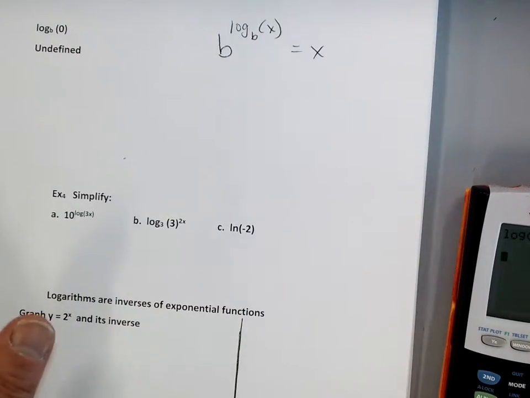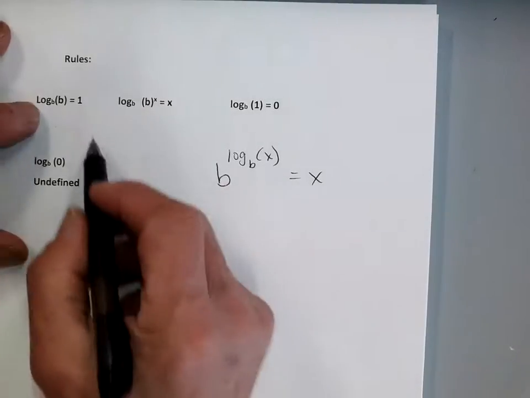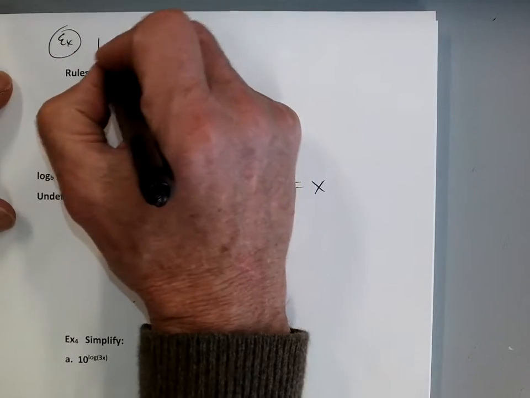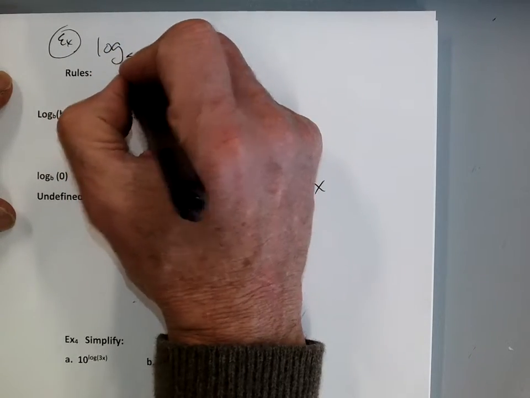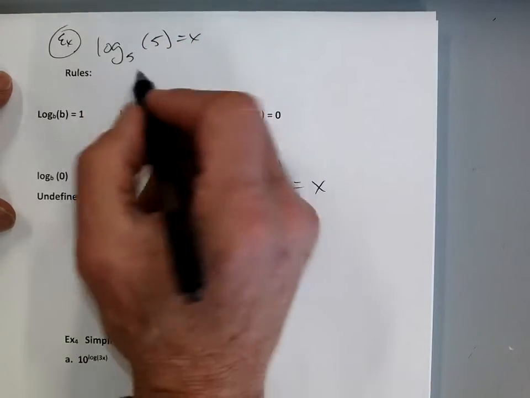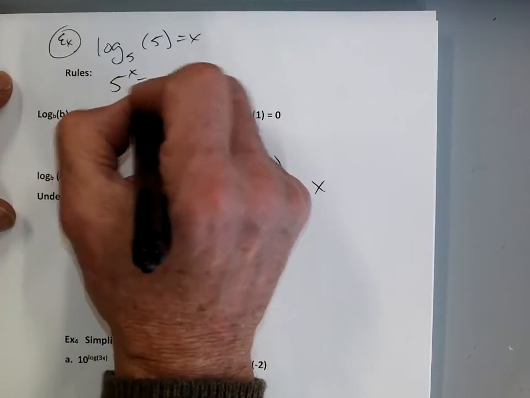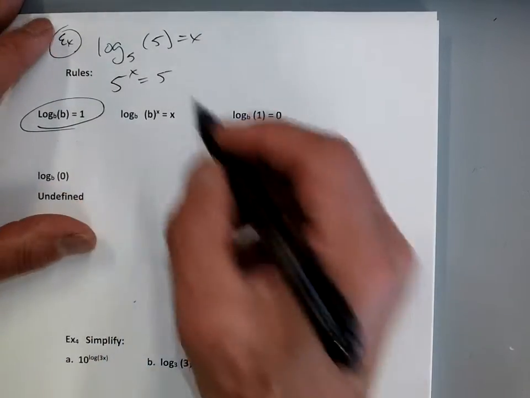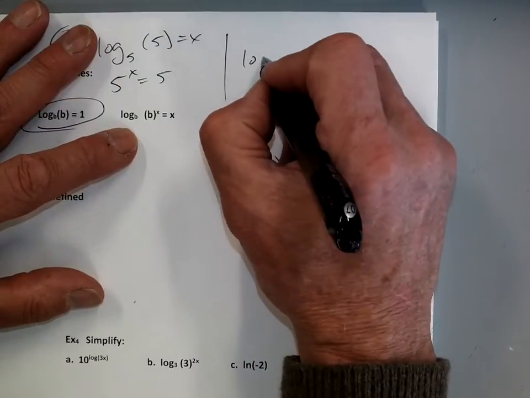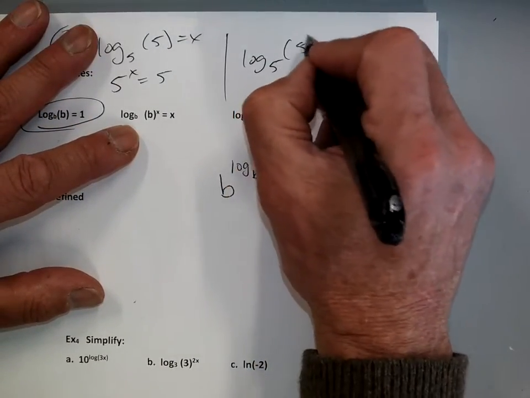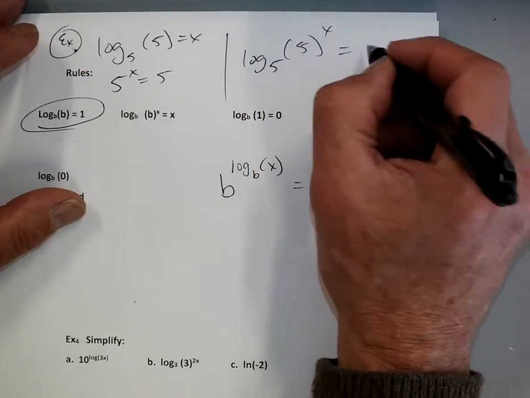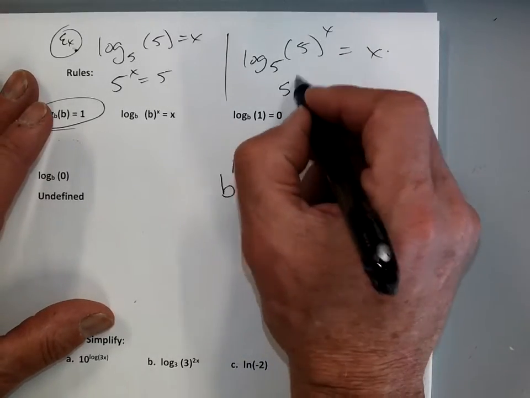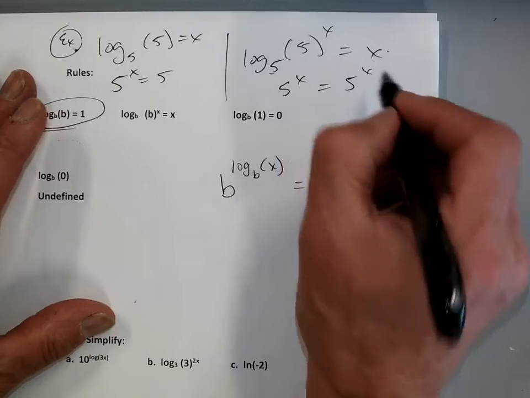Now there's some rules. One of the rules is that if you've got the same base to the same base, it equals 1. An example of that was if you have log base 5 of 5 equals x, or 5 to the x equals 5, it's got to be 1. If I wanted to show you a rule of that, log base 5 of 5 to the x equals x. Well, that makes sense because I would change it to exponential. I'd go 5 to the x equals 5 to the x, which means it's got to be equal to x.